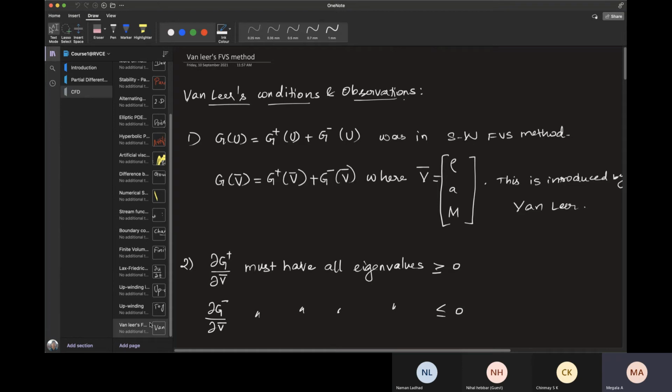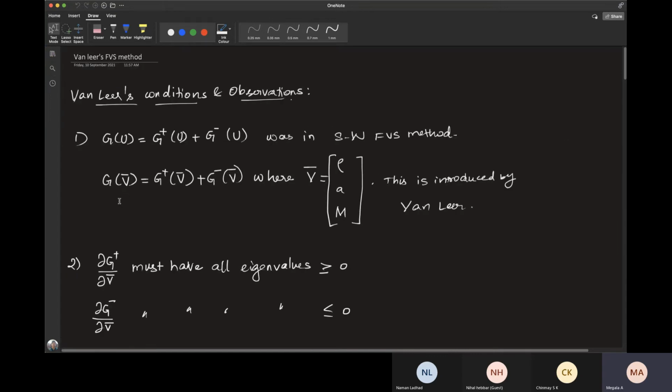We cannot just directly make it a continuous function of Mach number. When we do some modifications, all other things will get modified. So we should make sure that all the properties of the upwind scheme finite volume method are not affected while doing this modification. So for that he has put some conditions. Those are Van Leer's conditions. So first observation is G of u. We have split the flux vector G of u into G plus and G minus. This was there in Steger and Warming flux vector splitting method.